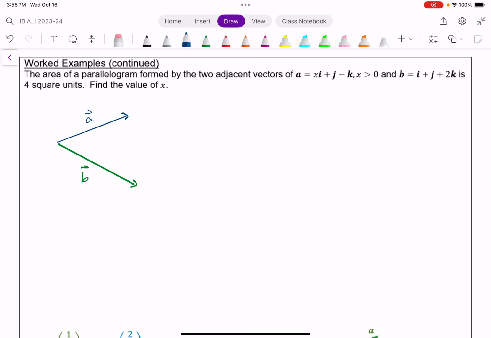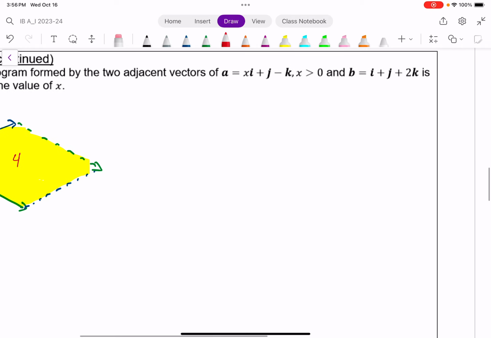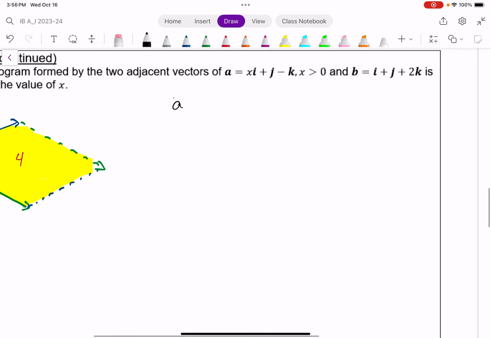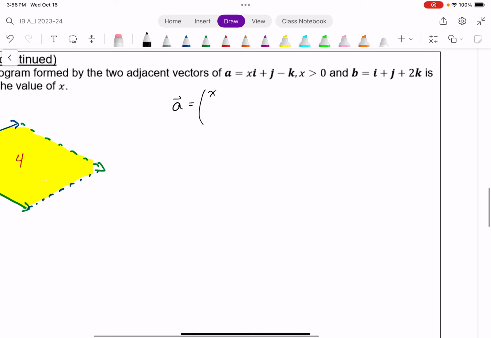And so the idea is, if I imagine creating a parallelogram out of this, the area of this parallelogram is the same as the cross product of these two, or the vector product of these two vectors, which we know is exactly 4. So all of this is 4 square units. And so if I look at the vectors here for A, I'm going to write this A as a column vector. So I don't know how many i's, but I have x, 1 and -1, and vector B is 1, 1, 2.